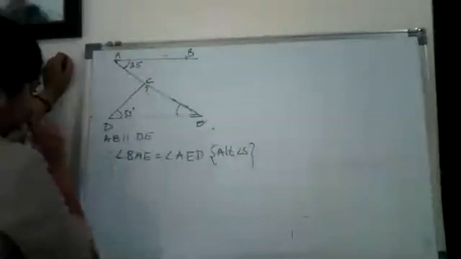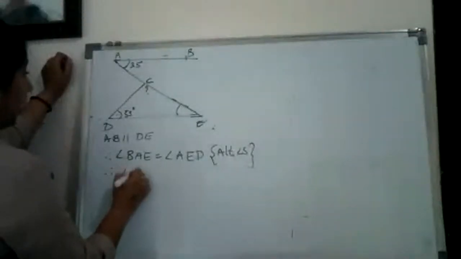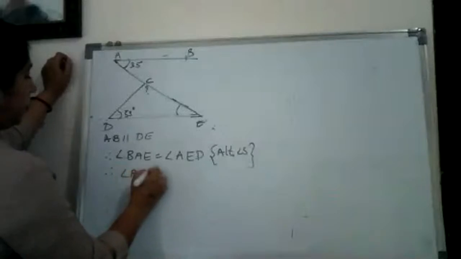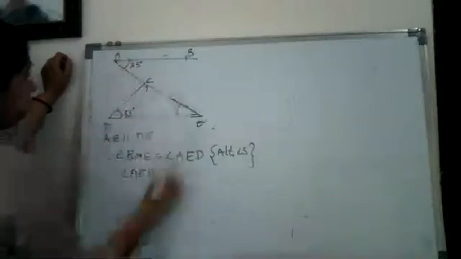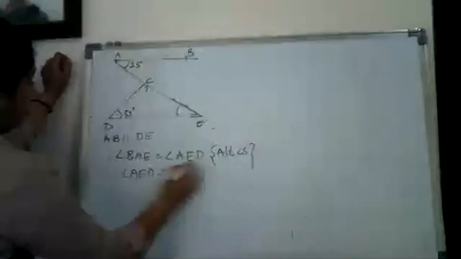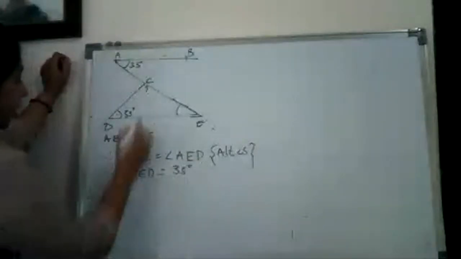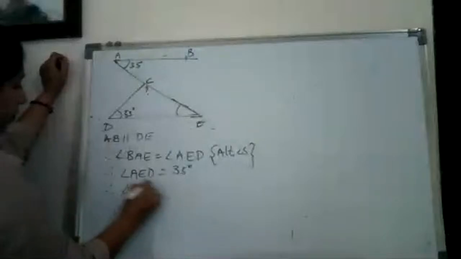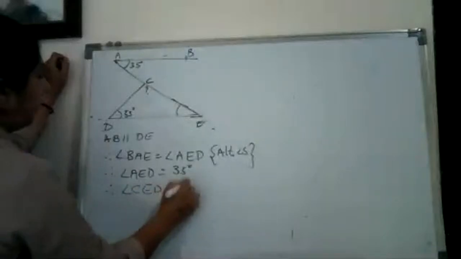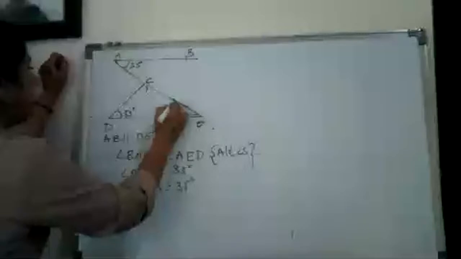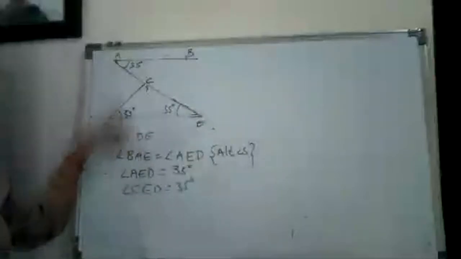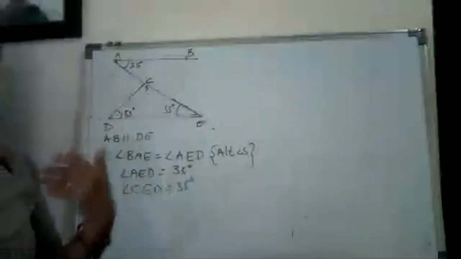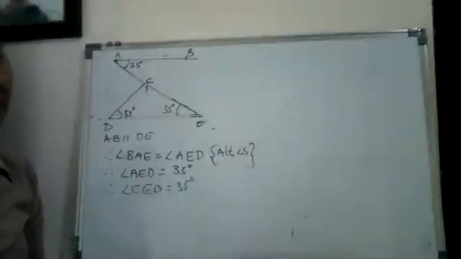And therefore angle AED, these two are equal, and how much is given? This 35 degree. So we have written 35 degree, and this AED I can also write as CED. Okay, so this is 35 degree. Now this is 35, this is 53. So by the triangle angle sum property, you can definitely find the third angle.